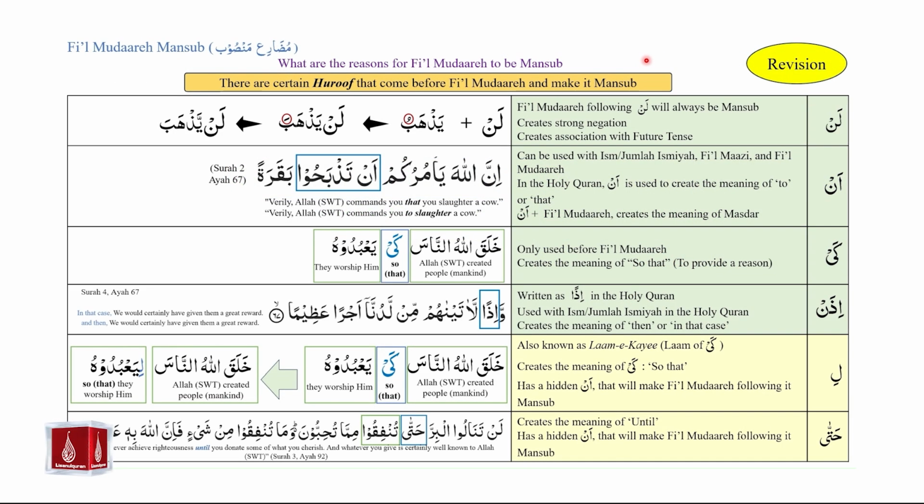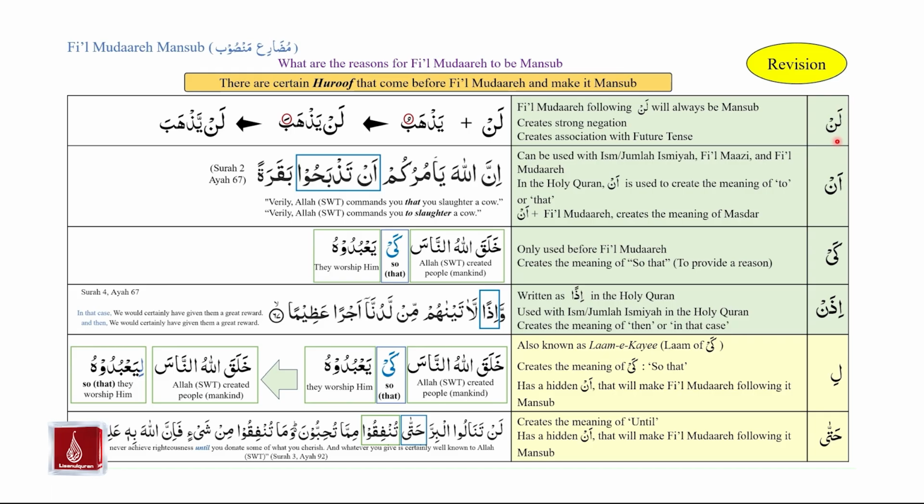We next studied the reasons for which fi'il mudare needs to be mansub. There are certain huruf that come before fi'il mudare, and these huruf will make fi'il mudare mansub. These huruf are as follows: lan, an, kai, izan. And then we studied this special lam, which is called lamikai and hatta. Lamikai and hatta have a hidden an in them, and because of the presence of that hidden an, these two will make the fi'il mudare that follows them mansub.